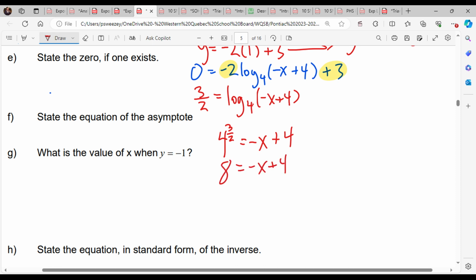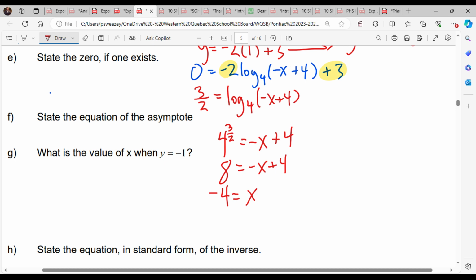Bringing that guy over, I have 4 is equal to -x. So -4 is equal to x. So that's going to be my x-intercept, or 0. That one took a little bit more work on those guys there. We can use the same procedure for g as well when solving for an x, but I won't get into that guy right now.